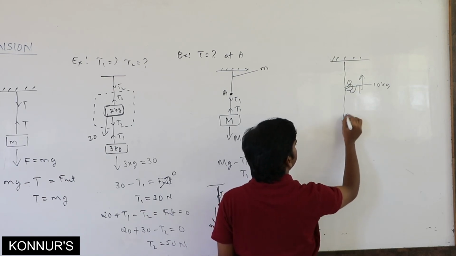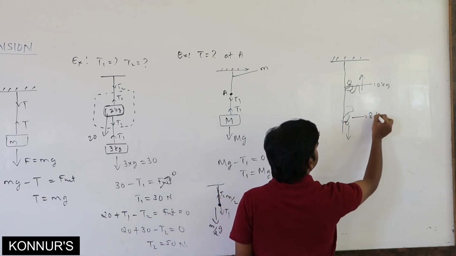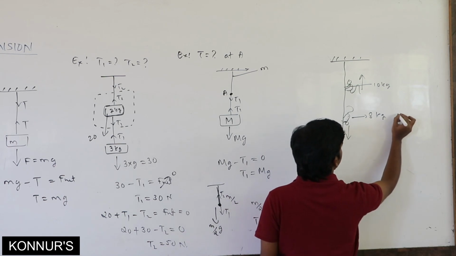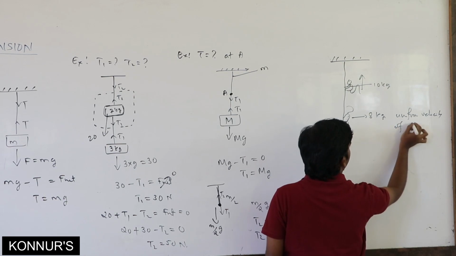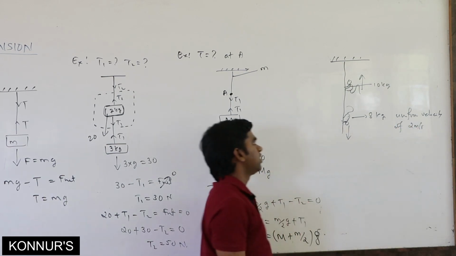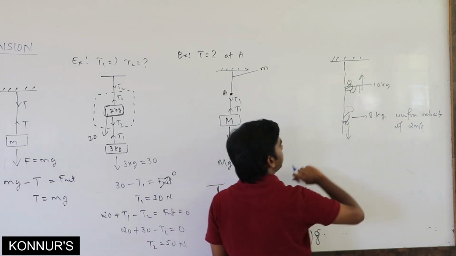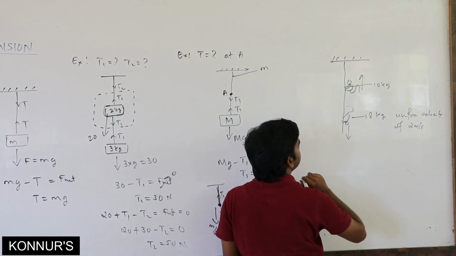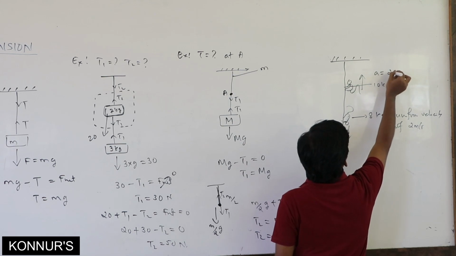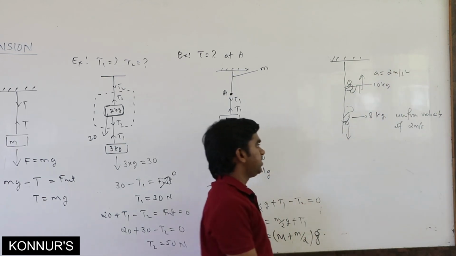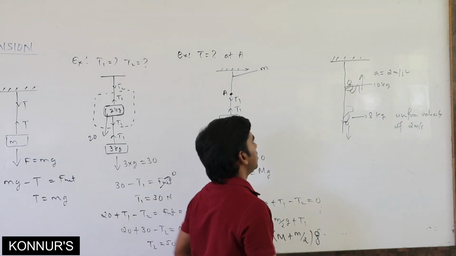If another monkey is moving in this direction, its mass is say 8 kg, but it is moving with a uniform velocity of say 2 meter per second. Now we have to find the tension or acceleration, whatever. Suppose this is moving with an acceleration of 2 meter per second square. Here they have given uniform velocity, here they are giving uniform acceleration.